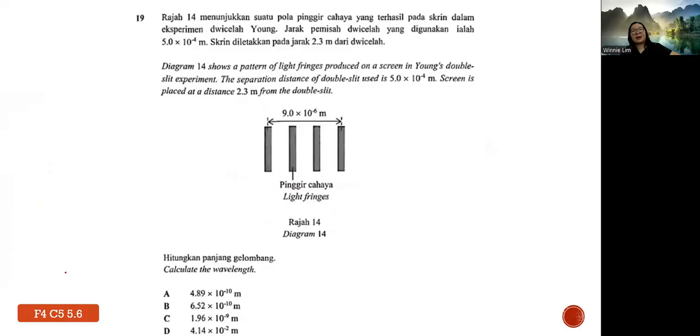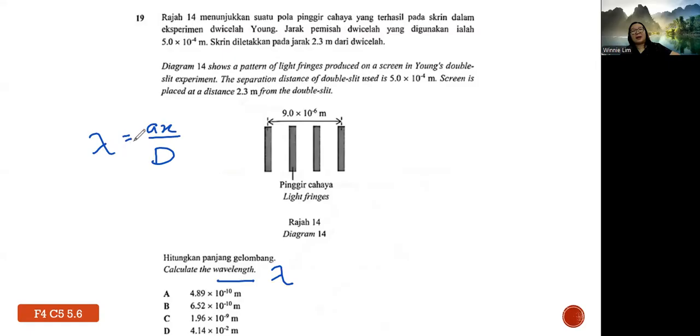19. Diagram 14 shows a pattern of light fringes produced on the screen in Young's double slit experiment. The separation of the double slit used is 5 times 10 power negative 4 meters. The screen is placed at a distance of 2.3 meters from the double slit. Calculate the wavelength. This idea is under interference of light waves, where under the wave topic you only have a few formulas, right? Under interference it is lambda equals ax over D. You really need to know what is a, what is x, what is D, what is lambda. Lambda refers to wavelength.